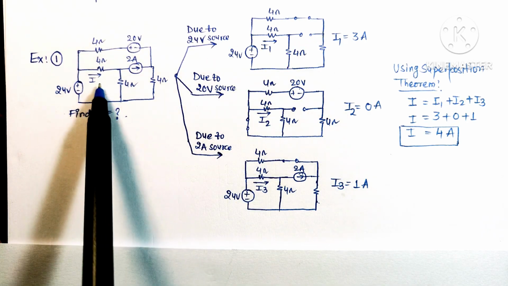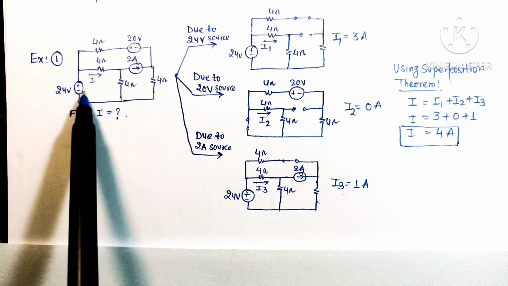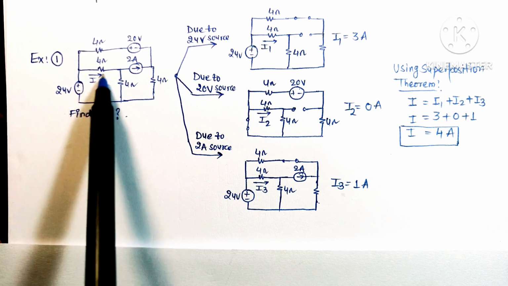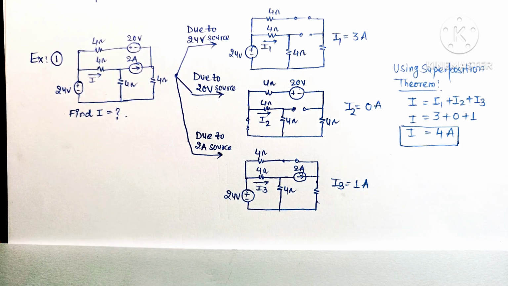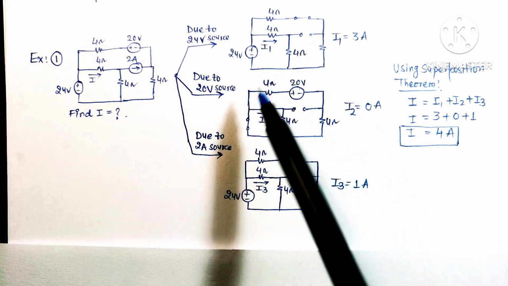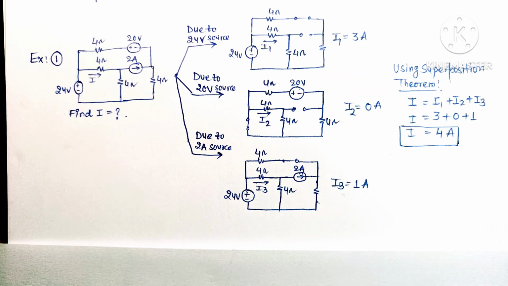Now we have to find out the current I in the circuit. So we will assume that due to this voltage source, the effect at this branch will generate I1 current. So here we have assumed that this is the I1 current, and if we calculate it by circuit analysis, then we can find out I1 is equal to 3 ampere.